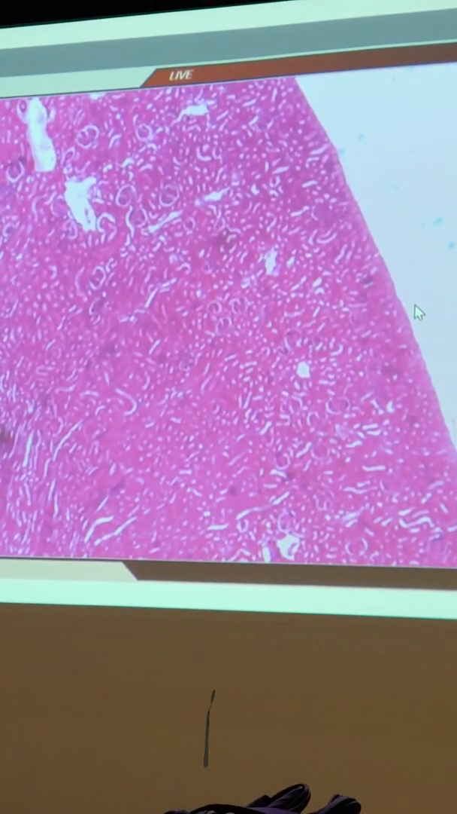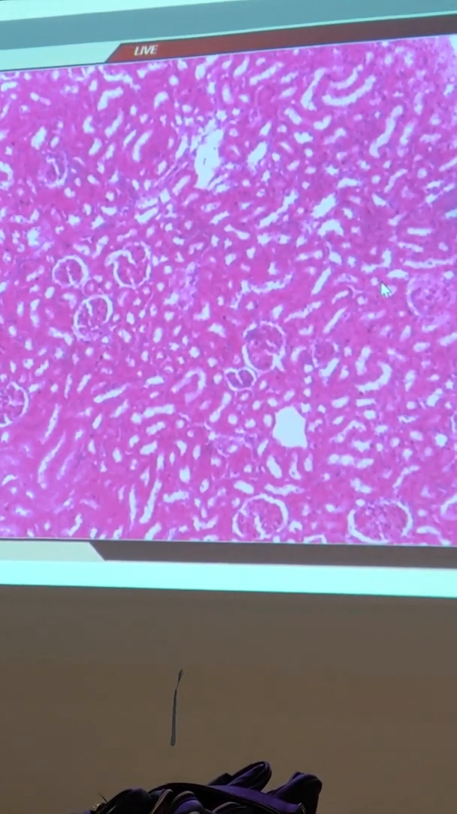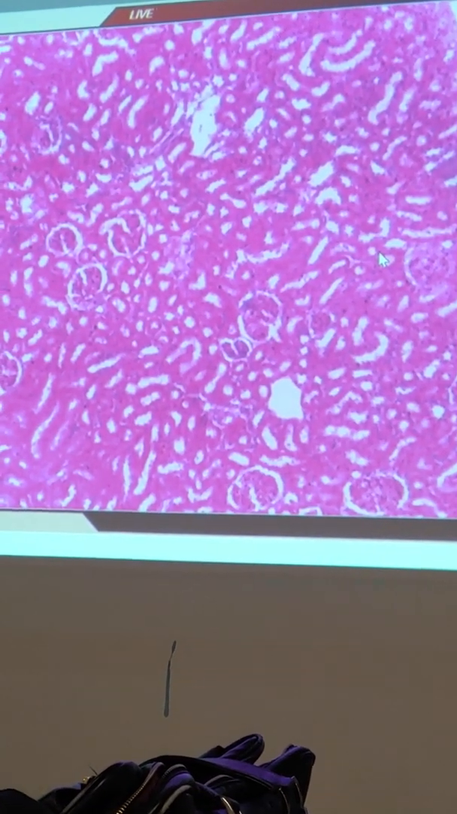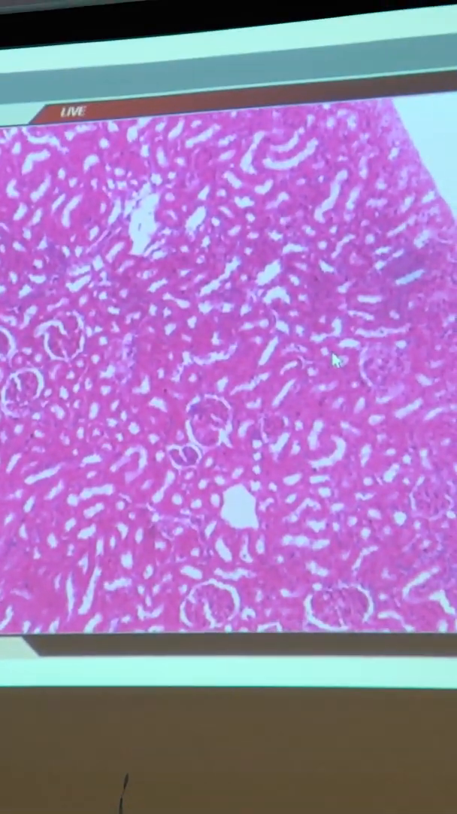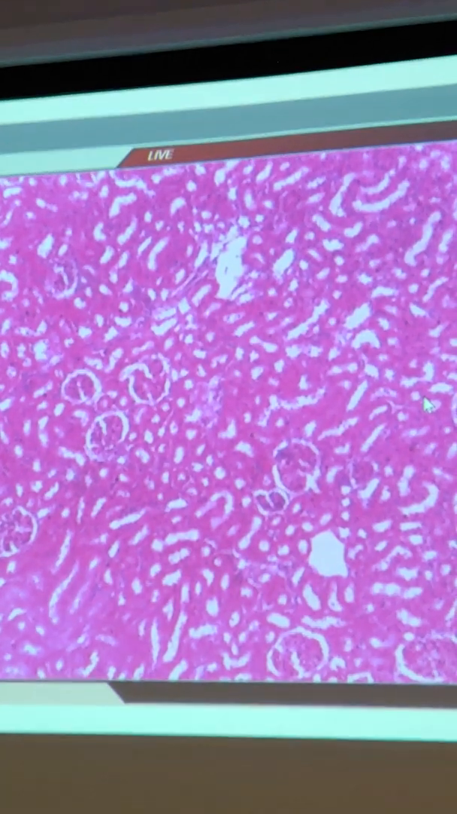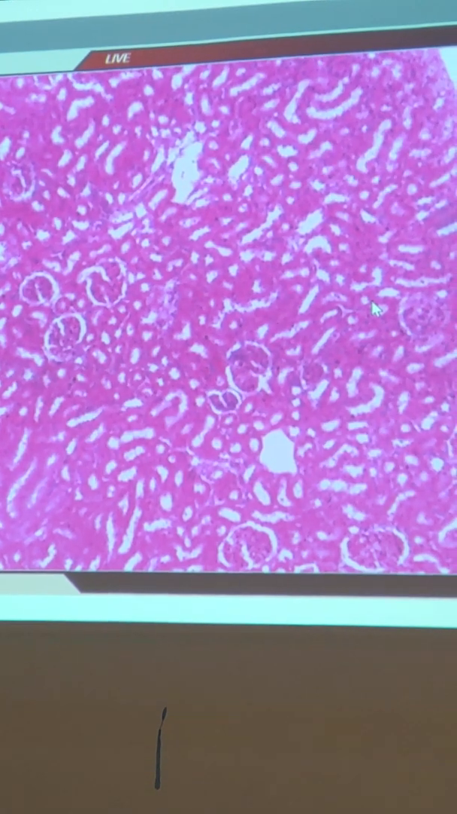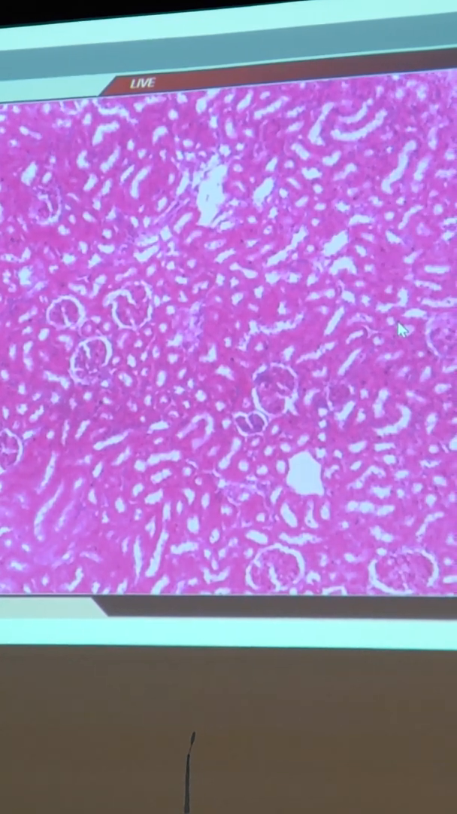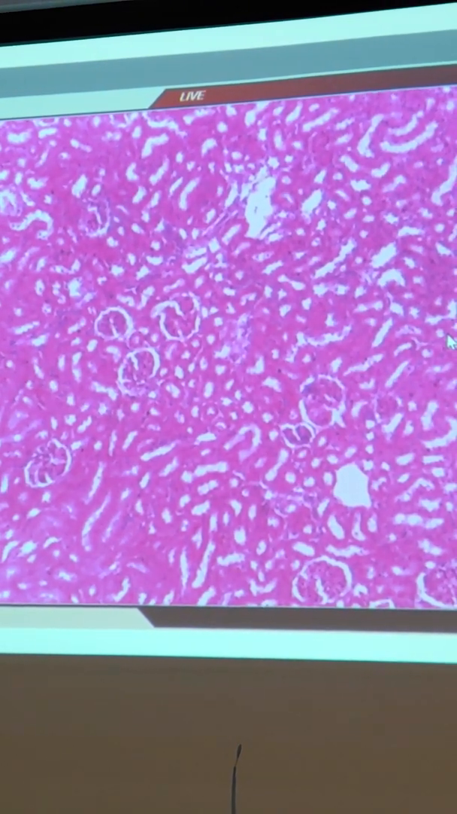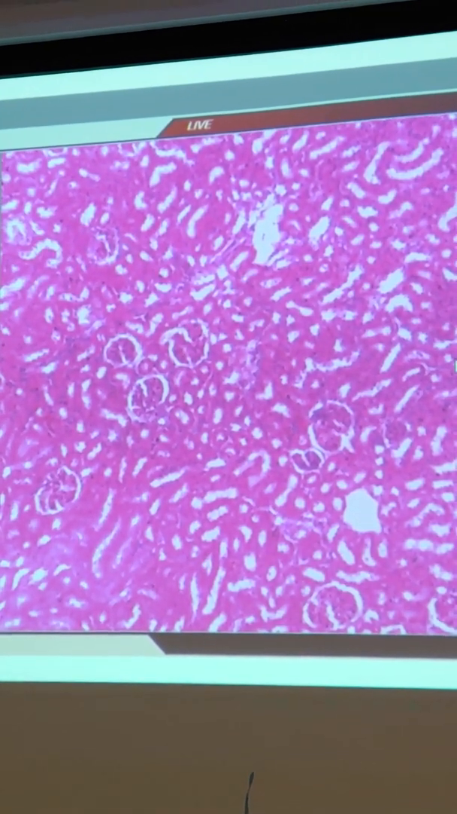Okay, now let me switch powers. Now you can see the glomeruli a little clearer. You see the white space around it? That is Bowman's capsule. That's the capsular space of Bowman's capsule. So it's actually the pink and the purple inside of that white outline. The thing that looks like a little fist is the glomerulus, and the white circle around it is the lumen of Bowman's capsule.